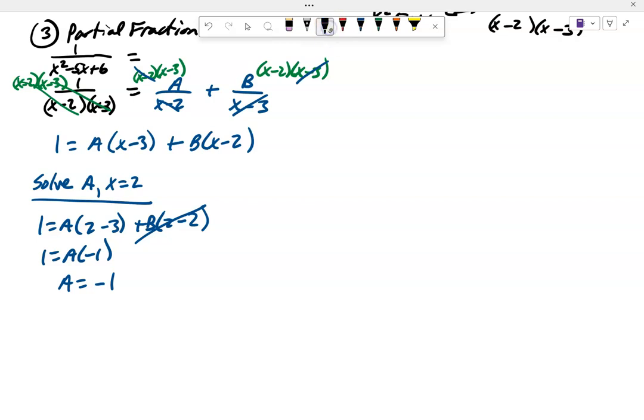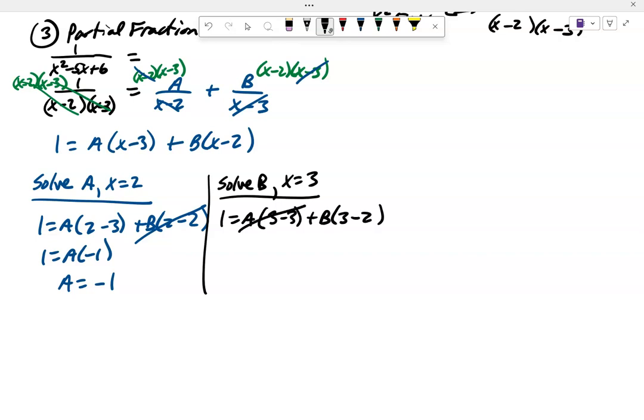Now, let's solve for b. Well, if I'm solving for b, what's going to be my convenient value of x? 3, exactly. So I got 1 equals a times (x minus 3), so 3 minus 3, plus b times (3 minus 2). Again, a times 0, that's gone. That's why we picked x to be 3 to solve for b. It looks like b is 1.